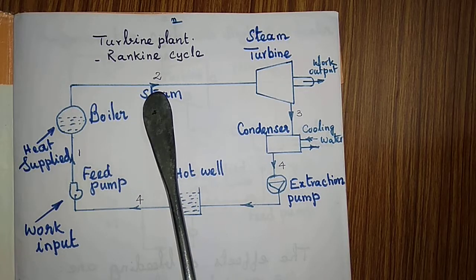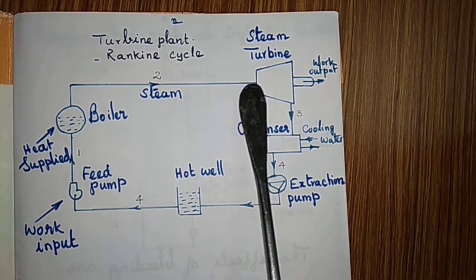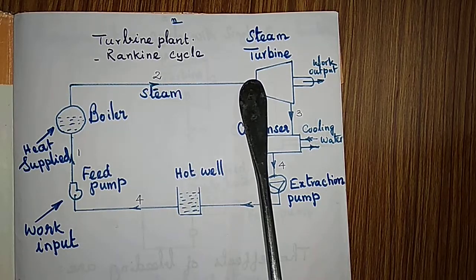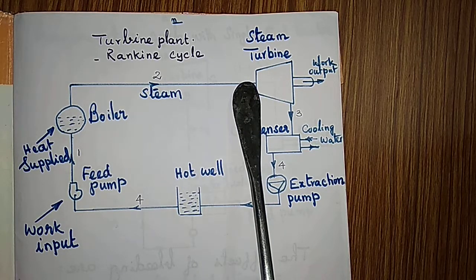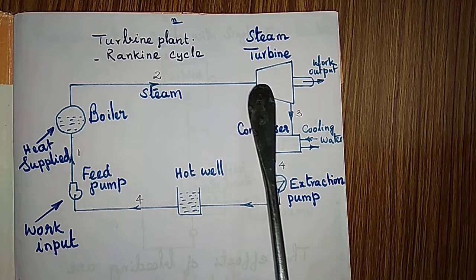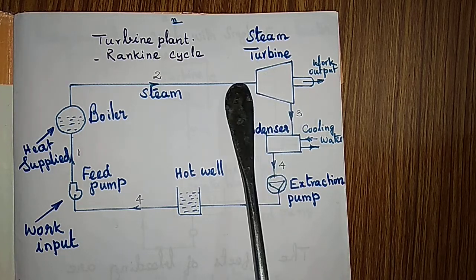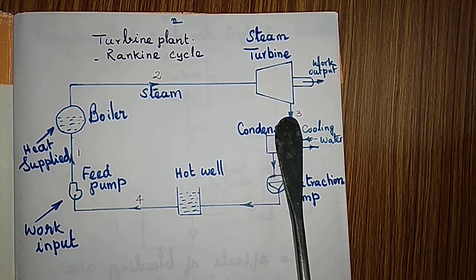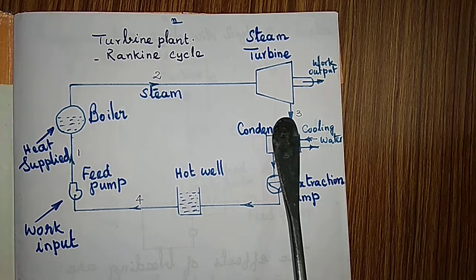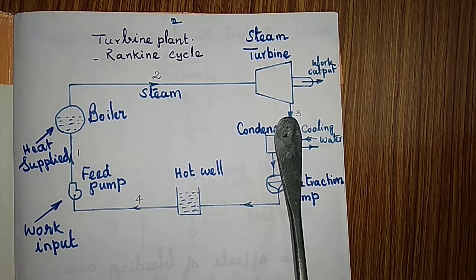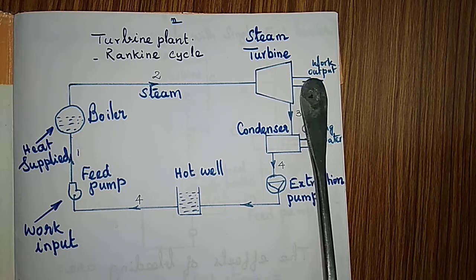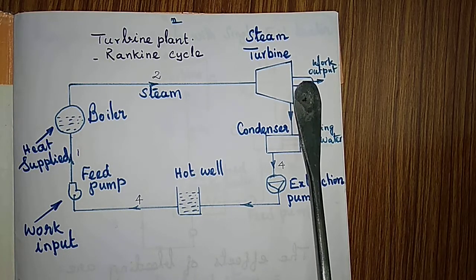Steam is entering the steam turbine here. It is expanded in the turbine. 2 to 3 is the process of isentropic expansion. The work output is taken from the steam turbine here.